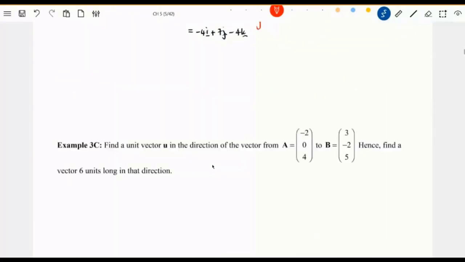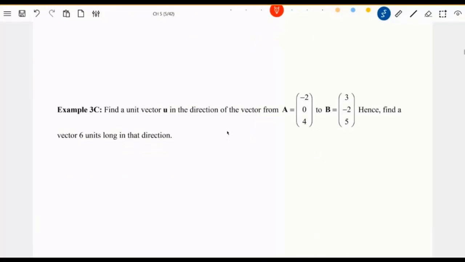Okay, 3C, which is we have to find the unit vector u in the direction of vector from A to B. So hence find the vector 6 unit long in that direction. Okay, so we do the first part, which is we need to find the unit vector u, that direction from A to B. Okay, so your u, I put like this. So it's gonna be equal to AB, daripada A ke B. Kalau dia cakap from B to A, it's gonna be the other way around, which is BA. Okay, so you have to put the arrow so that we know that the direction from A to B.